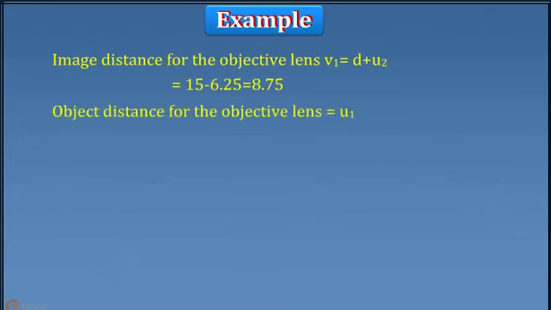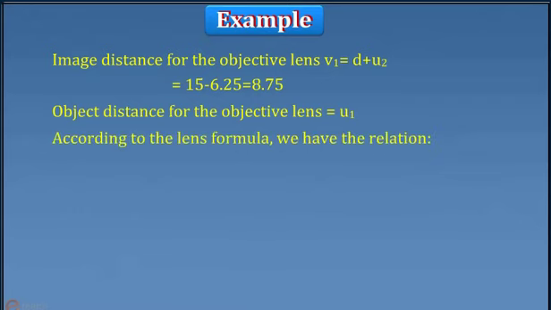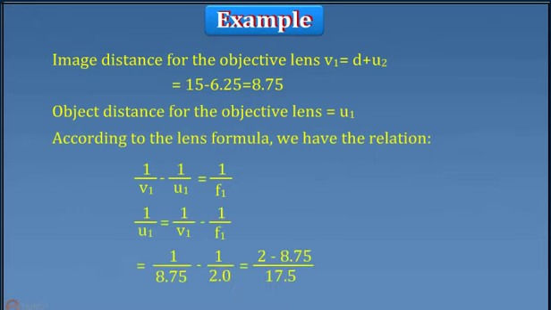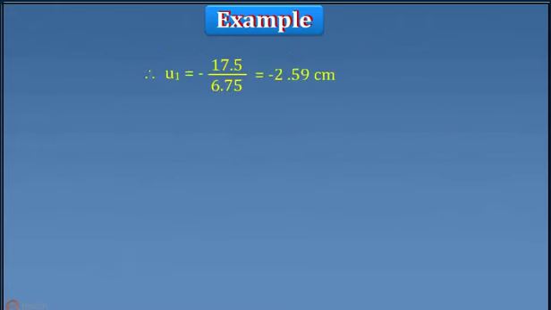Object distance for the objective lens is equal to u1. According to the lens formula, we have the relation 1 by v1 minus 1 by u1 is equal to 1 by f1. On substituting v1 and f1, we have the object distance is equal to minus 2.59 centimeters. Hence, the magnitude of the object distance will be equal to 2.59 centimeters.